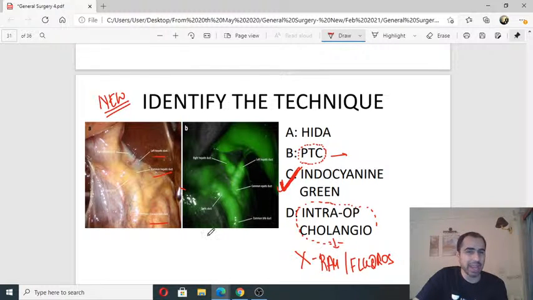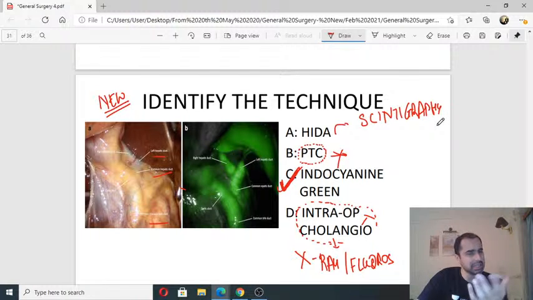So does this look like an X-ray? Where did green color come from in an X-ray? These two are straight away eliminated. HIDA scan is a scintigraphy. How do you see scintigraphy? Many of you called it HIDA scan. How does scintigraphy look? Any scintigraphy you must have seen, thyroid scan. If you haven't seen HIDA, you must have seen a thyroid scan. How does it look? It's a black and white. Black and white image, multiple stages.